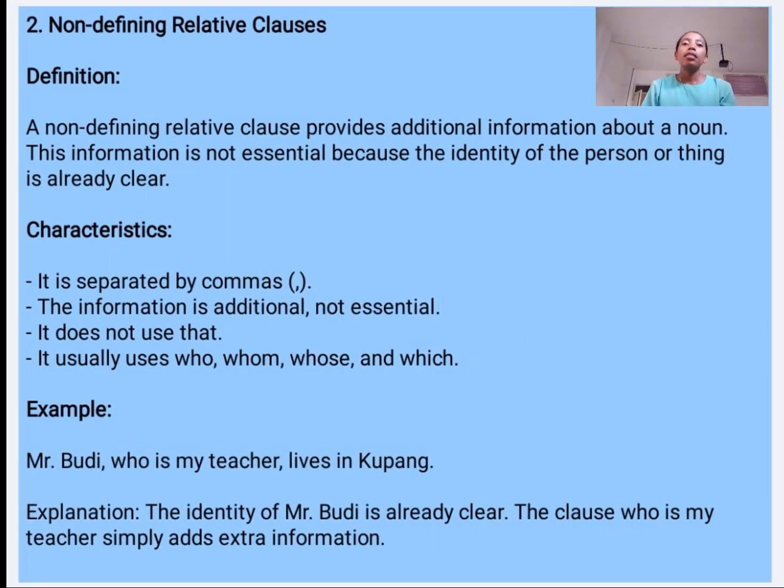Number 2, non-defining relative clauses. Definition: non-defining relative clauses provide additional information about a noun. This information is not essential because the identity of the person or thing is already clear.